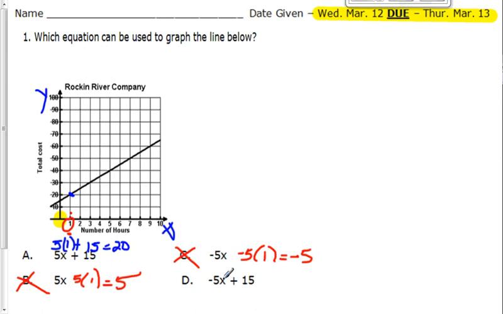Over here, if I plug in the 1 for my x, that should be -5 plus 15. Remember, what happens when I have a positive and negative? They're opposite, so they cancel each other out. I really have to subtract, and I would have gotten 10. So if I had an answer of 10, it would be 1 and 10 right here. It does not match, so my answer can't be D.